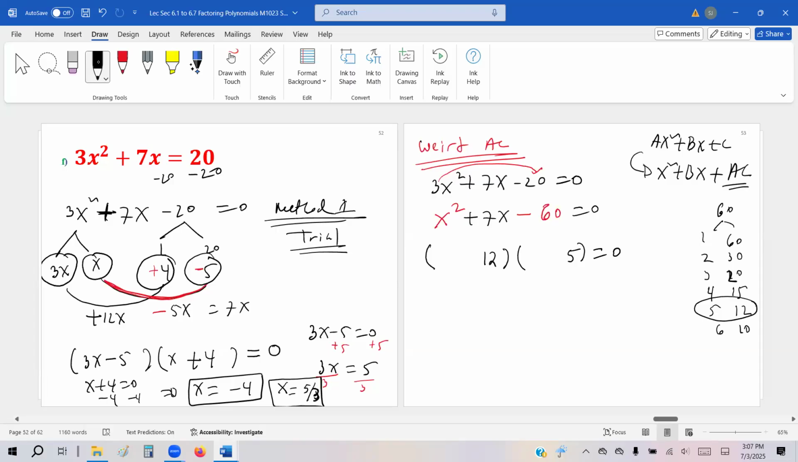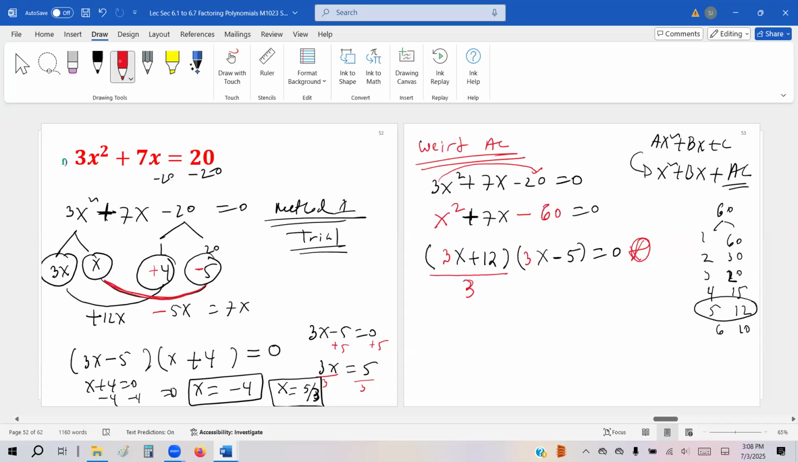Which one has to be positive? 12, because the middle sign is positive. That means 5 has to be negative. And then we put x and x. So we do the second weird stuff here. If you multiply x times x, we get x squared, but they gave us 3 of them. So now it's time to put 3 on both of them. And then we do the next weird stuff. One of them is divisible by 3. Always, after you put your a, one of them will be divisible by a.